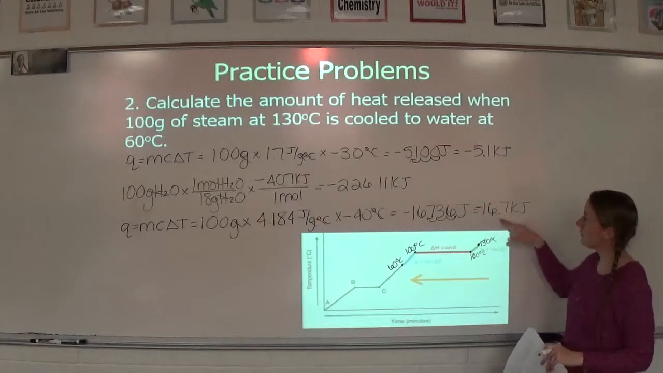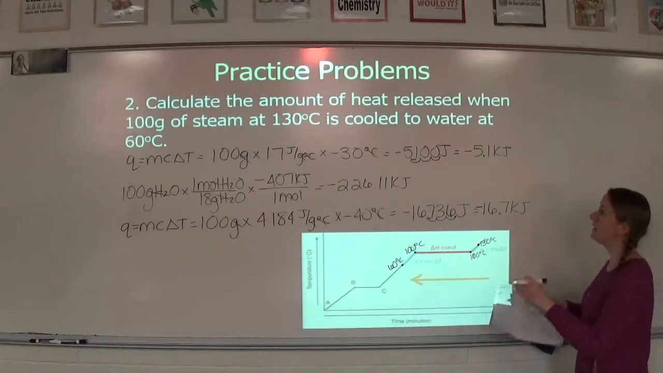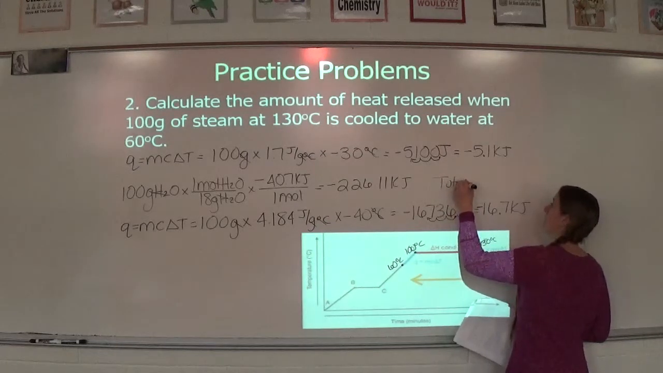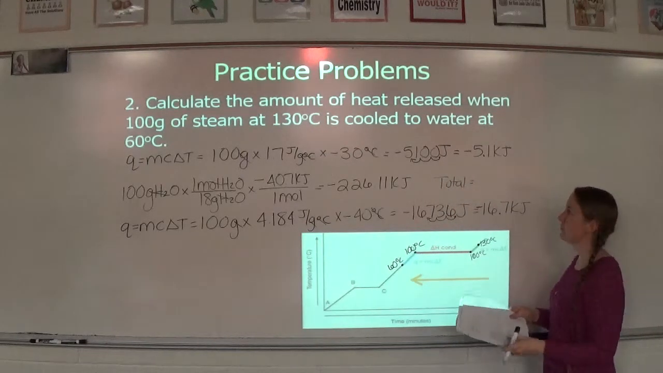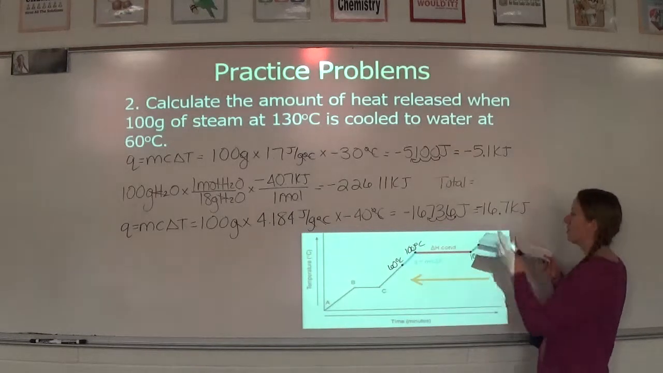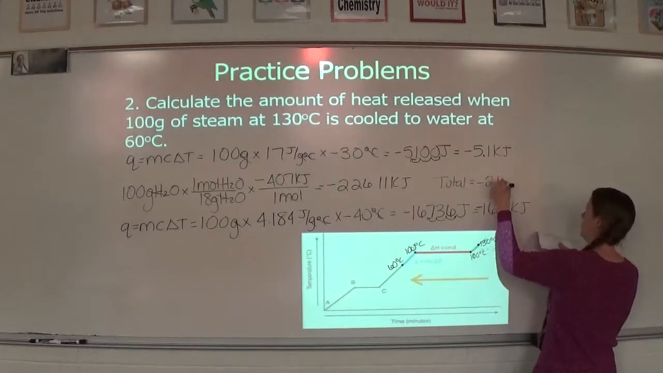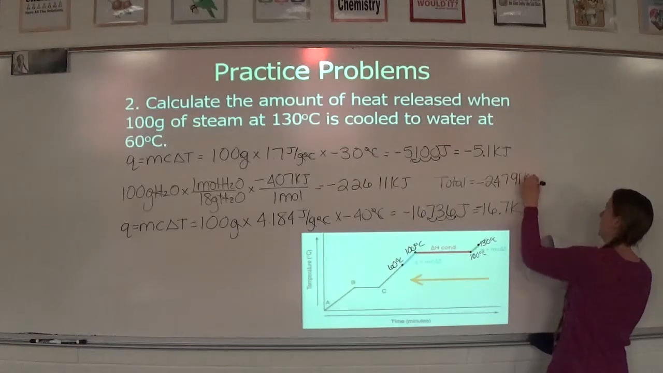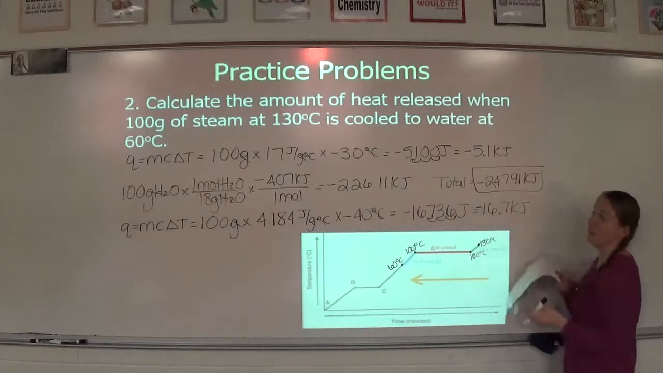So last step is the same. I take all three of them and add them together, and that's easier than drawing all those weird arrows that I drew last time. My total is negative 247.91 kilojoules. So that would be my final answer.